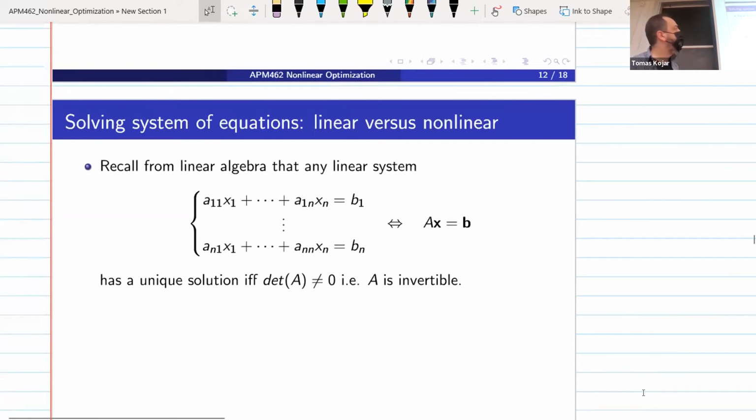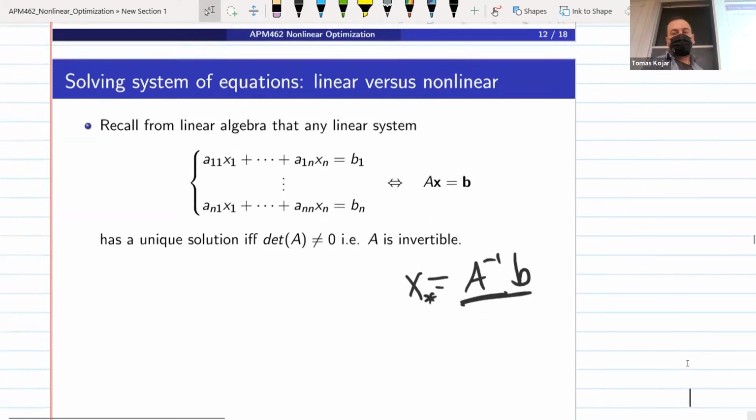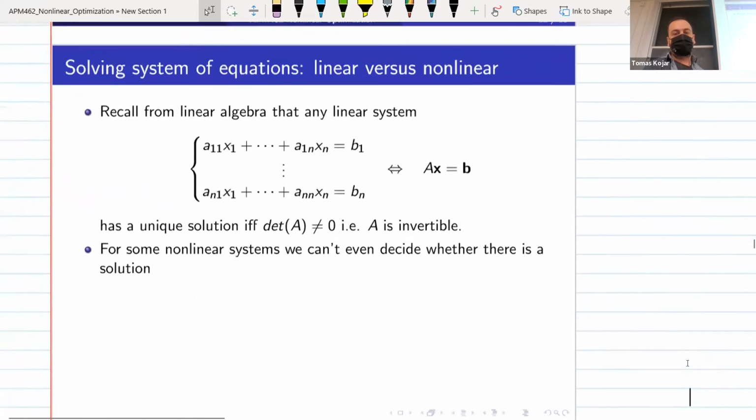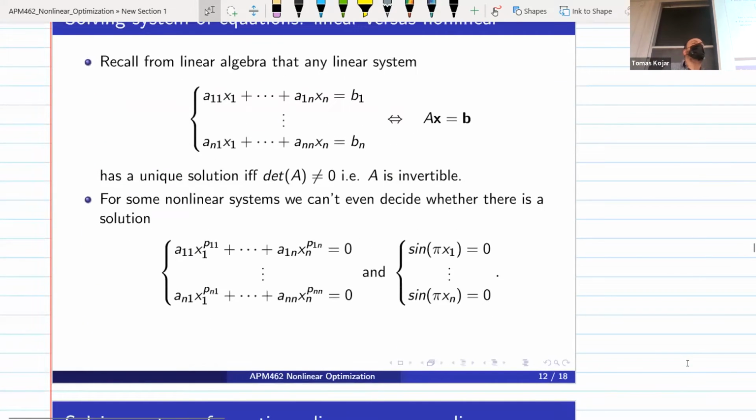So if you have determinant not 0, A is invertible, so you can write x equal to A inverse b, and that will be the solution. All right, but we live in nonlinear stuff, and here's a system that you cannot even decide if it has a solution. Like, from computer science, there's decidability, like NP, not NP. Yeah, I know it's disgusting, but the point is, this system, you're forced to have integer solutions, right?